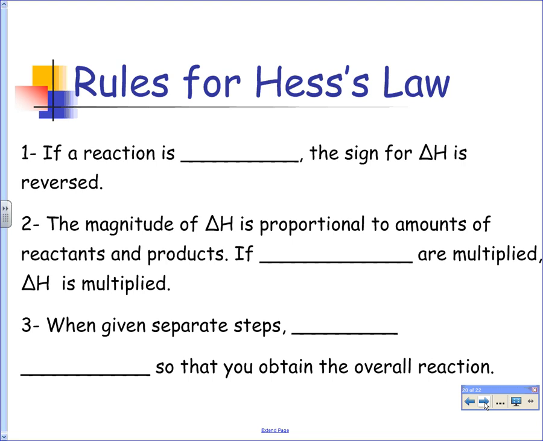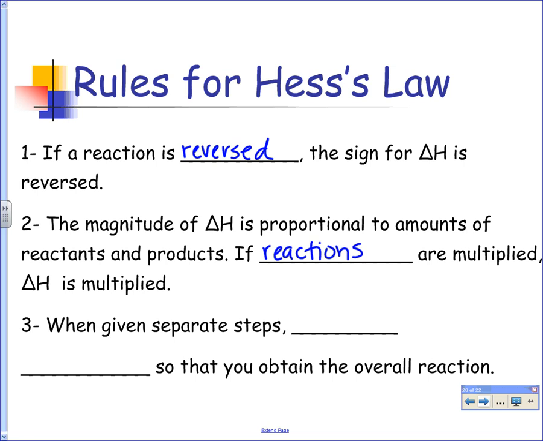The first rule, if a reaction is reversed, so that means if instead of going reactants to products, you flip it, so now it's going products to reactants, well, if you reverse the reaction, then you need to change the sign of delta H as well. If it was positive one way, when you flip it, it's going to be negative the other. Number two, the magnitude of delta H is proportional to the amounts of reactants and products. If the reactions are multiplied, then delta H has to be multiplied as well.